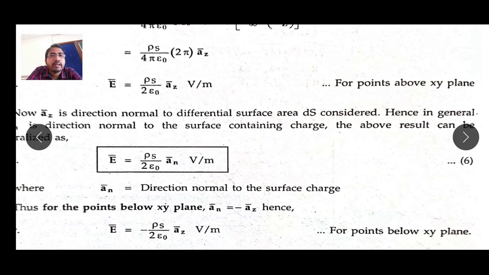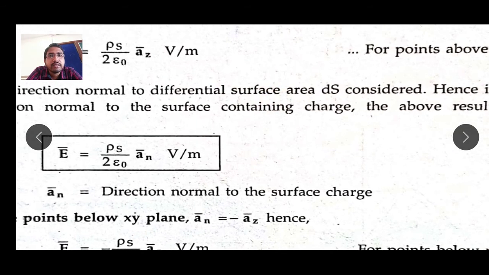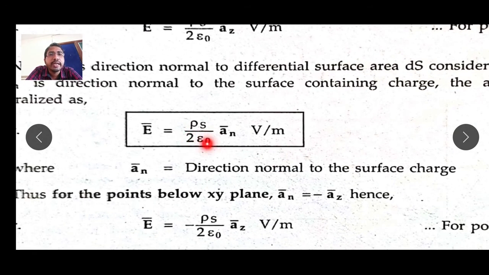expression for electric field intensity at a point P due to an infinite sheet of charge: E bar equal to rho s by 2 epsilon naught a n bar volts per meter. This formula is very, very important. This will directly come as competitive exam bits also. So electric field intensity E bar is equal to rho s by 2 epsilon naught a n bar volts per meter. This is the electric field intensity due to an infinite sheet of charge.